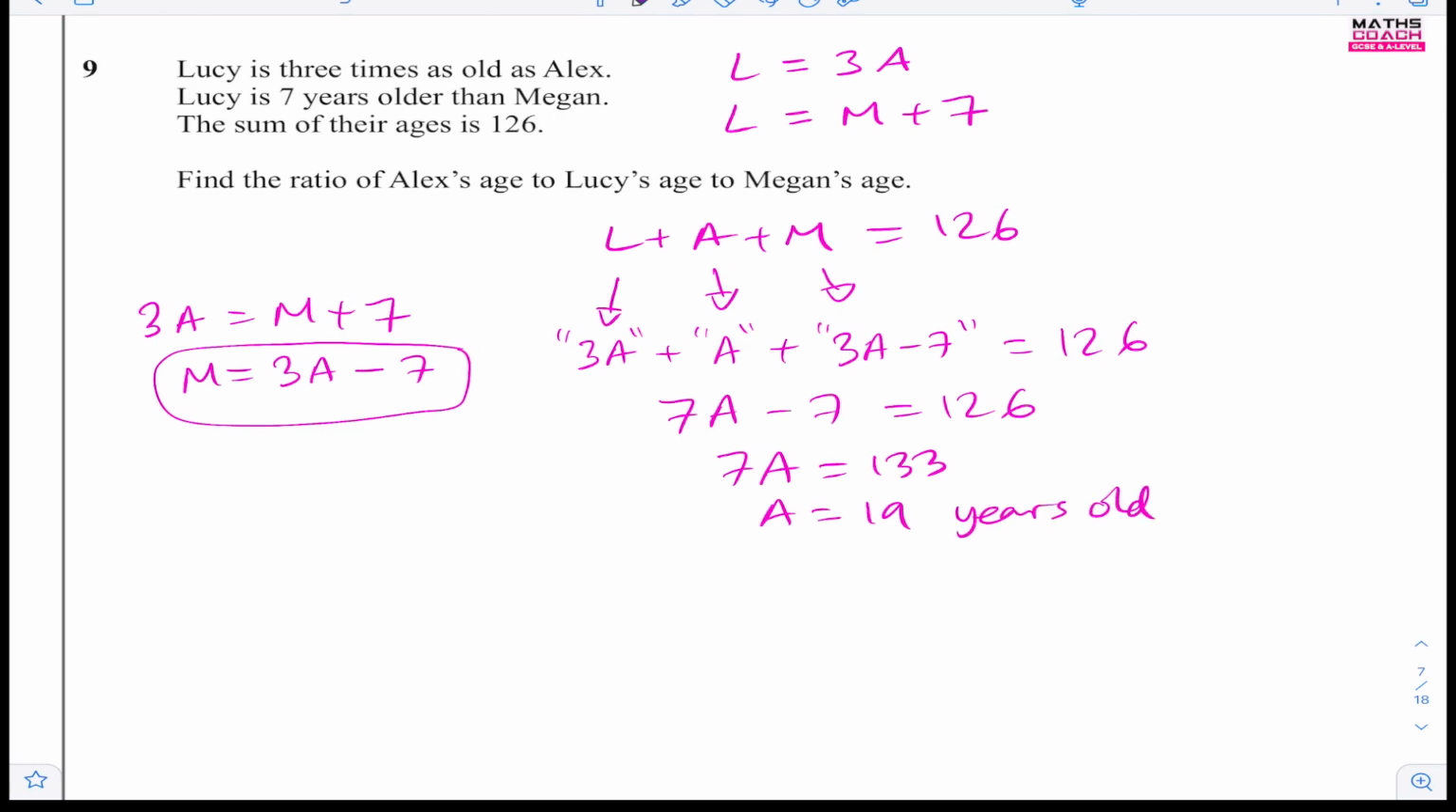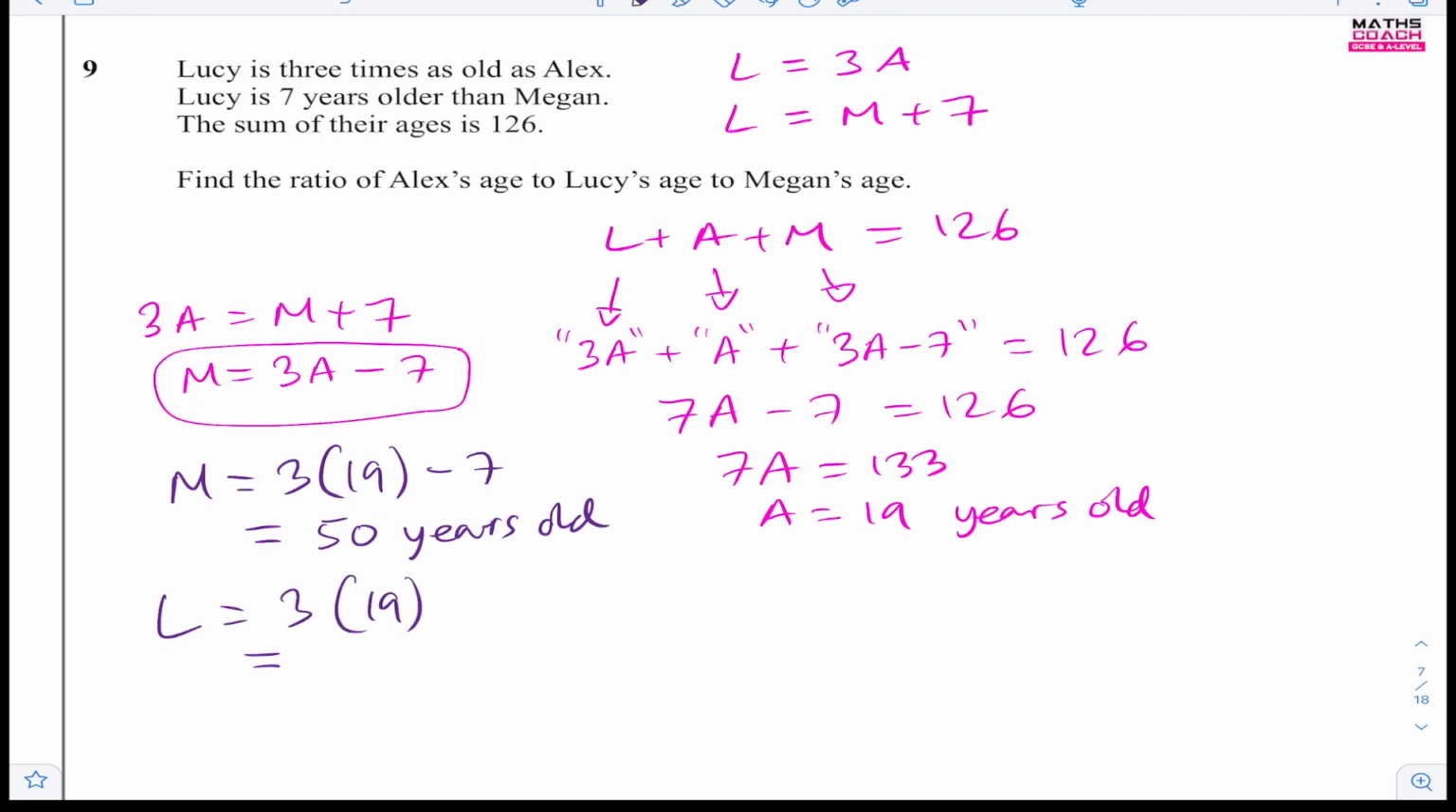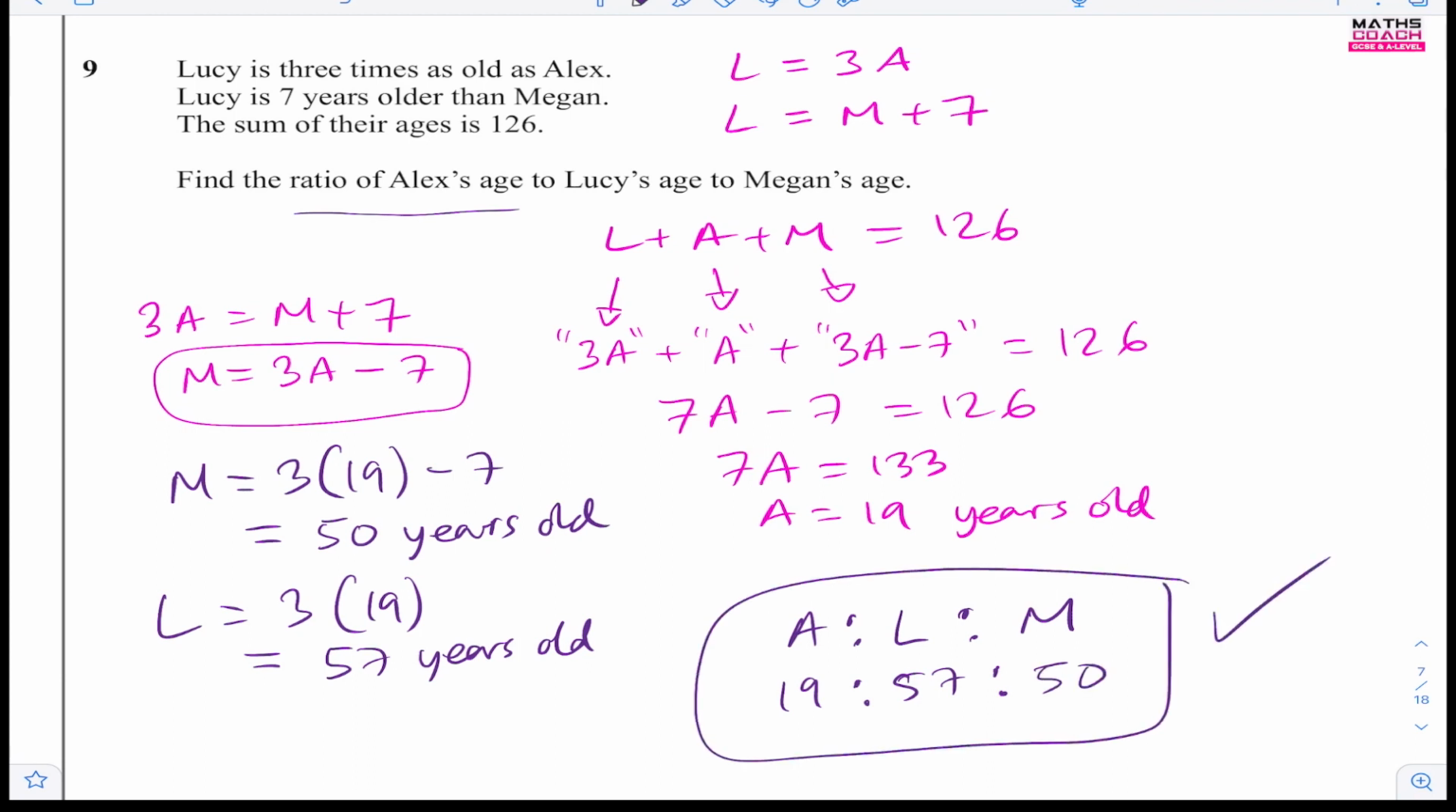Now that we know the age of Alex is 19, we can find Megan's age. That's going to be 3 times 19 minus 7, giving us 50. So Megan is 50 years old, and Lucy is going to be 3 times 19, giving us 57 years old. So if you want to write down the ratio of their ages, Alex's age to Lucy's age to Megan's age, we now have 19 : 57 : 50. And that's our final answer.